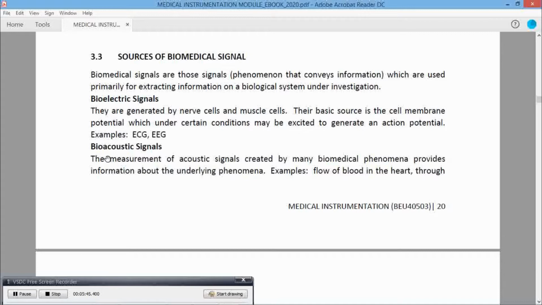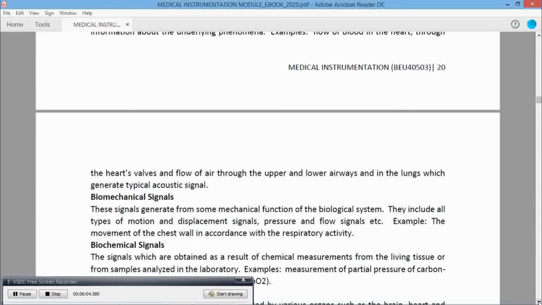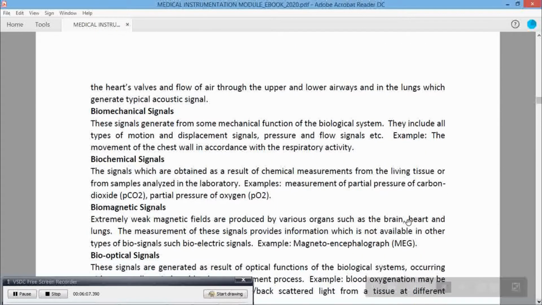Another one to know is the bioacoustic signal. Acoustic means sounds. So it is the measurement of acoustic signals created by many biomedical phenomena and underlying phenomena as well. For example, the flow of blood in the heart. Okay, so we have devices that can read, for example, blood flow in the heart, the flipping of the heart valves, the flow of air through the upper and lower airways and in the lungs, which generate typical acoustic signals.